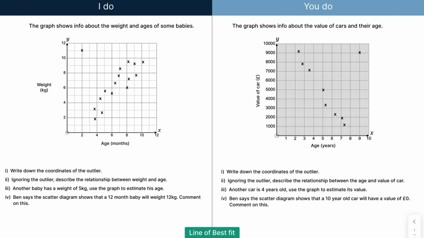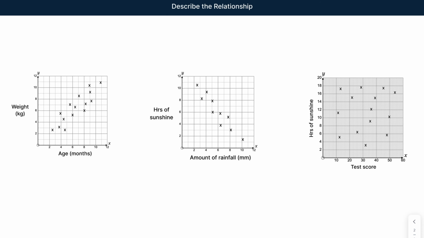Scatter diagrams is what we're looking at in this video. The way my videos work, I'm going to do the example on the left, which is "I do". You are then going to press pause and have a go at the example on the right, which is "you do". So these are the type of questions that we're going to look at. Before we go into this, we're first going to start off by looking at describing relationships.